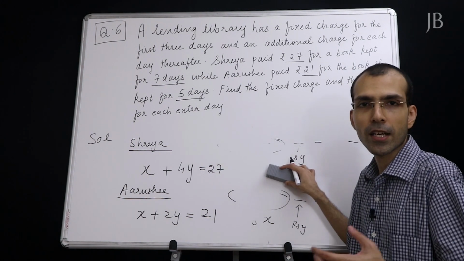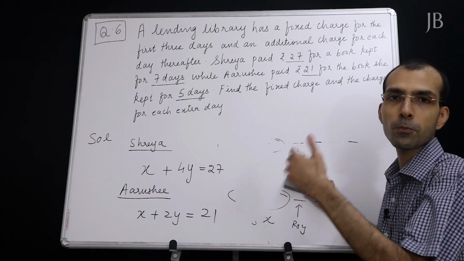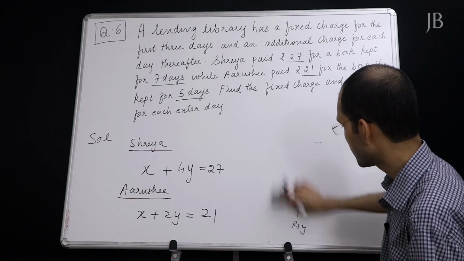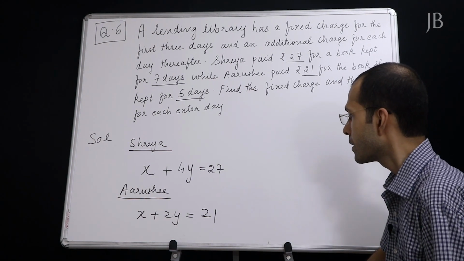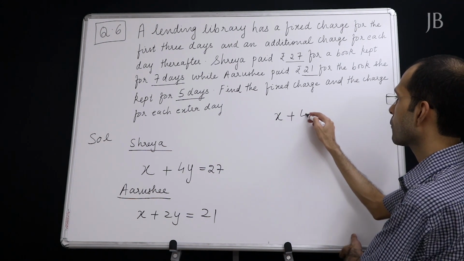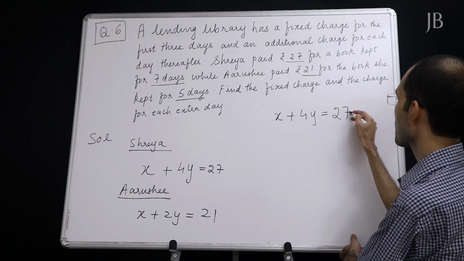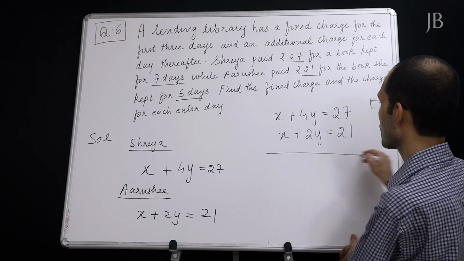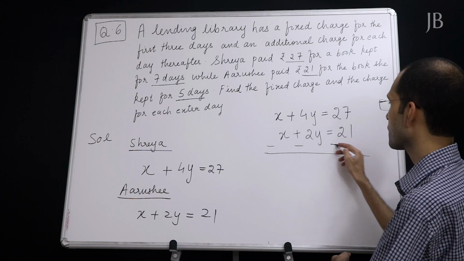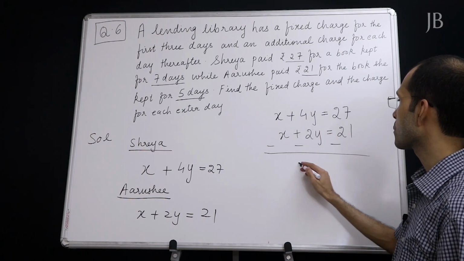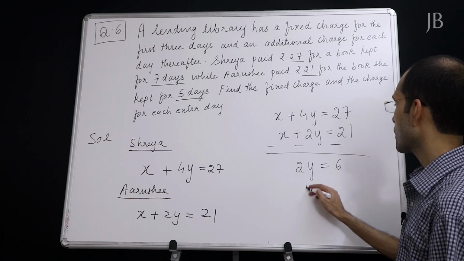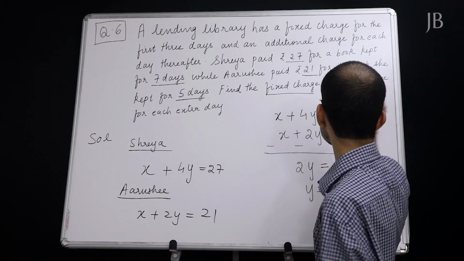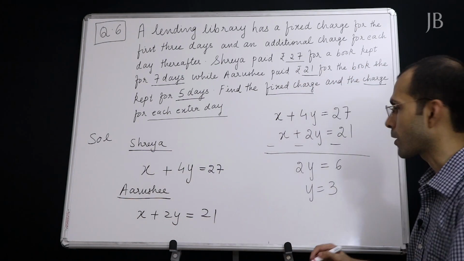So you will write, let the fixed charge for the first 3 days be rupees X, and the charge per day thereafter be rupees Y per day, okay? So X plus 4Y is 27, and X plus 2Y will be 21. So what will work here? Subtraction. Minus, minus, minus. This variable will get eliminated. 4Y minus 2Y is 2Y. This is 6. Y is 3. We'll have to find X now, because we want both. Find the fixed charge and the charge for each extra day. We want both now. So Y is 3.